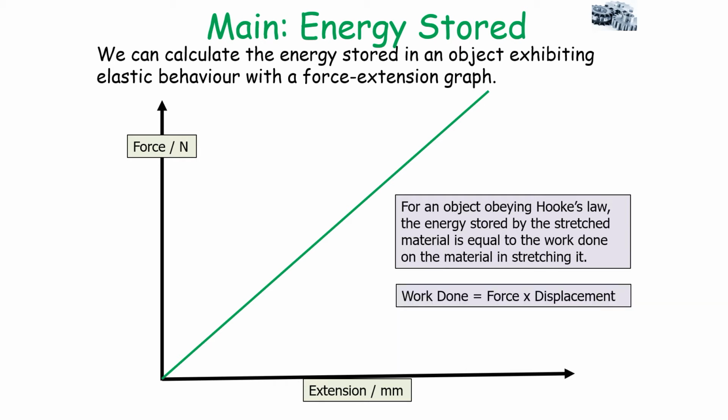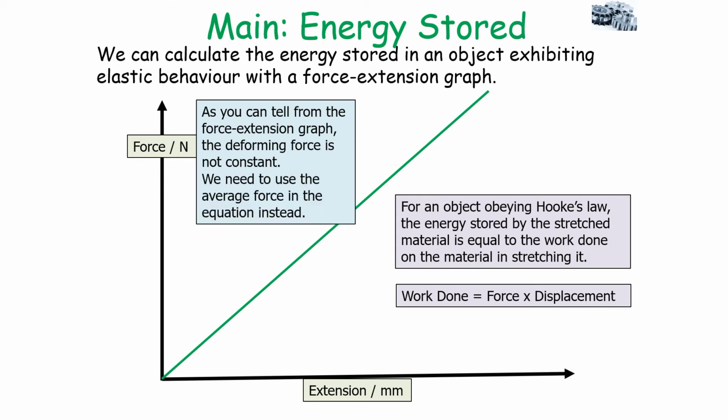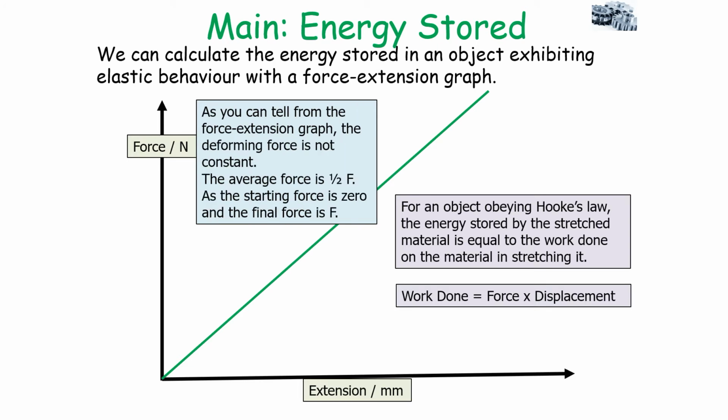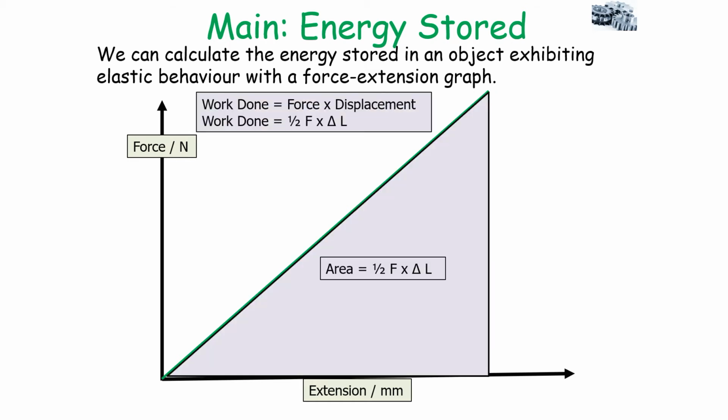So we can say work done is equal to force times displacement, but as you can tell from this force extension graph, the deforming force is not constant, it's increasing constantly. So we've got to use the average force instead. So we know that if our force starts at 0 and our final force is F, the average force is going to be a half F. So we can then substitute this into the equation and say work done is equal to a half times F times delta L, which is in fact the area under the line of best fit, because you can see that the area under the line of best fit is a triangle, and it's going to be a half base times height, which is a half times F times delta L.